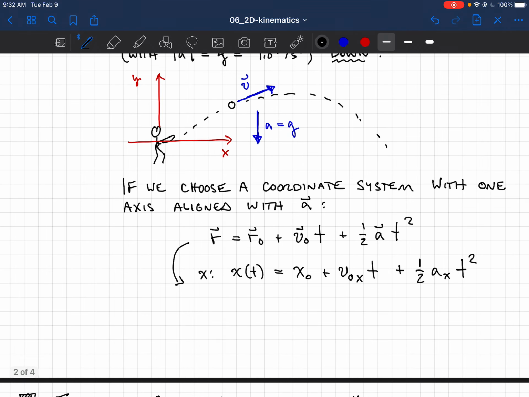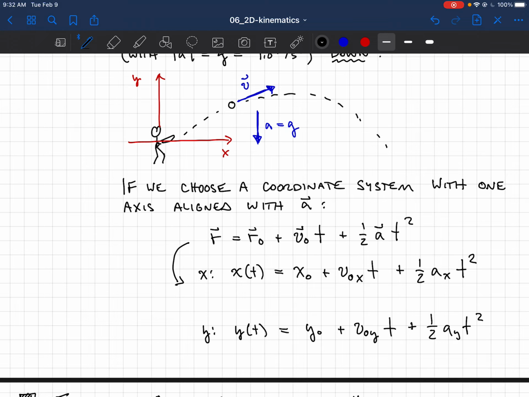And similarly, we would have a y equation, which is y of t is equal to y naught plus v naught y t plus 1/2 a y t squared. Notice that I'm just looking back up here, finding the x component and the y component of each vector. So far that's just repeating what I was saying above.